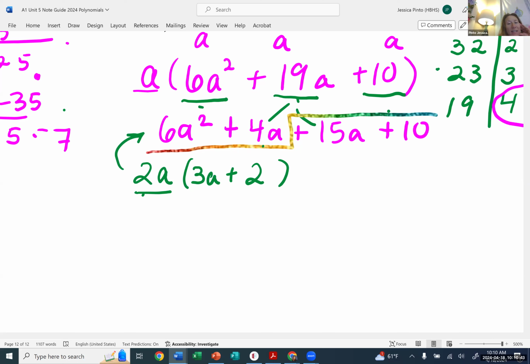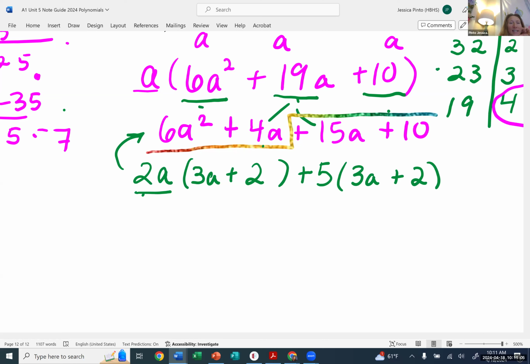The next one, I see that this is a plus sign, so I take out the positive. And what can I divide 15 and 10 by? 5. 5 times what is 15? 3. 5 times what is 10? Two.